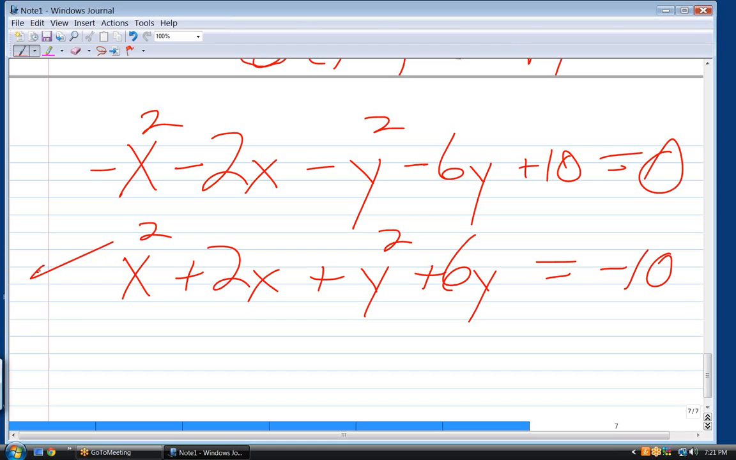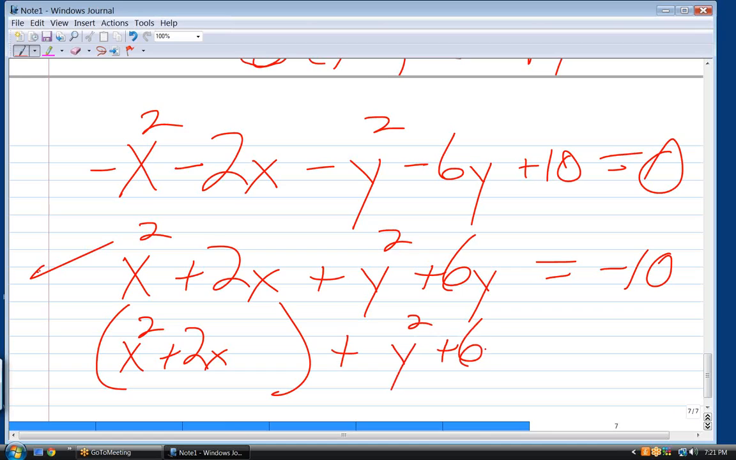You'd have to pull out an x and a y. You have to complete the square, always. Oh, yeah, that's right. In other words, let's complete the square. This is x squared plus 2x, and this is y squared plus 6y. I'm going to leave the -10 over there. So far I haven't changed anything. What do I have to write here?